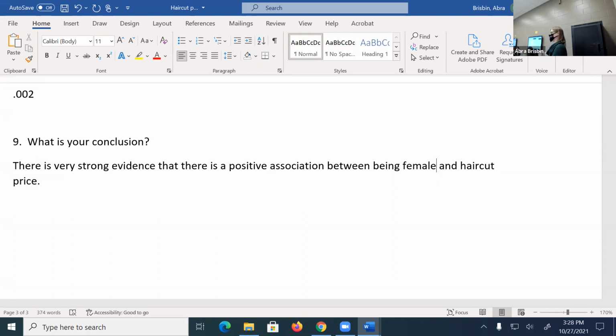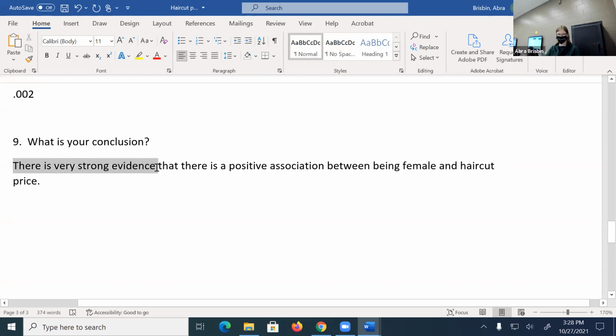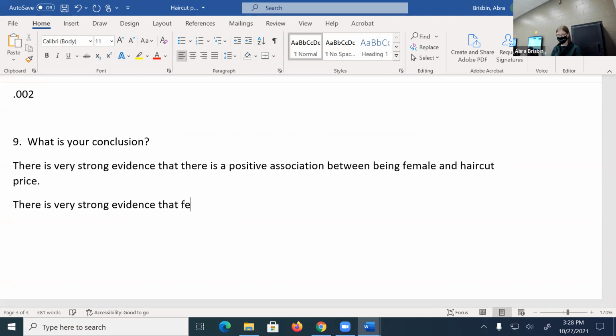Sandra, what'd you say? I said there's a very strong association between gender and price of haircut. Females tend to pay more. So we could say there's very strong evidence that females tend to pay more on average for haircuts. Nice. Anybody else phrase it differently?